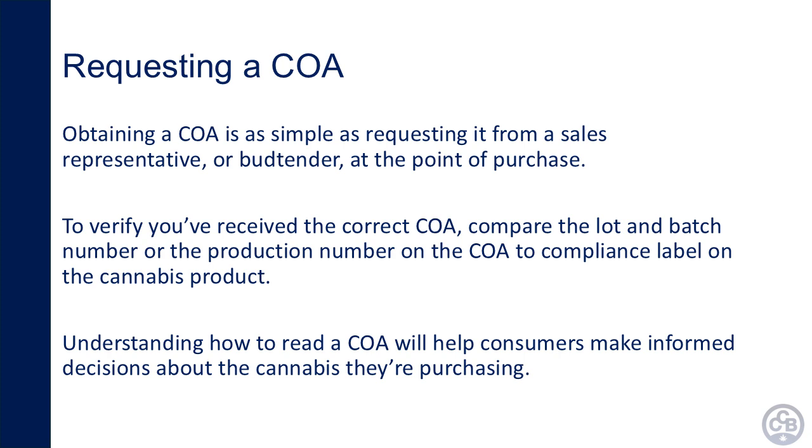To obtain the COA, simply ask the sales representative or bud tender for the document. To verify you've received the correct COA, compare the lot or batch numbers on the COA to the compliance label on the cannabis product. Understanding how to read a certificate of analysis is essential for making informed decisions about cannabis and cannabis products. By reviewing the basic information, cannabinoid and terpenoid profiles, and testing panels, you can ensure you're choosing a high-quality, safe product.